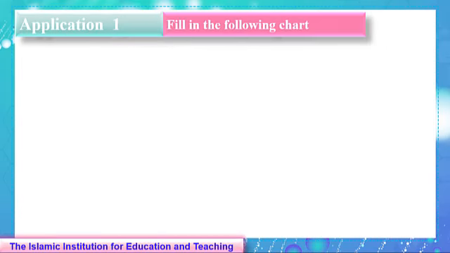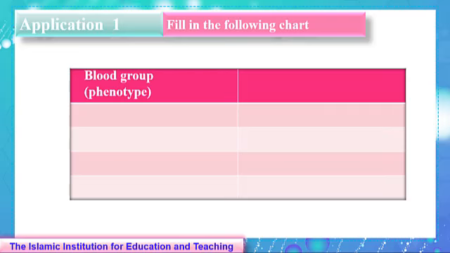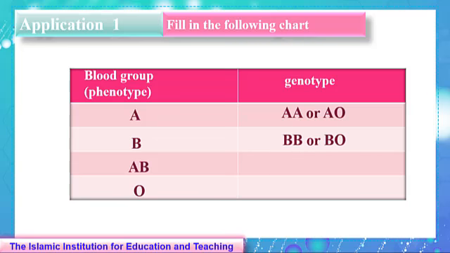Let's move to the applications. Fill in the following chart. Write the genotypes of blood types. For type A, it is either AA or AO. For type B, it is either BB or BO, since the dominant allele expresses itself in the homozygote and heterozygote states.